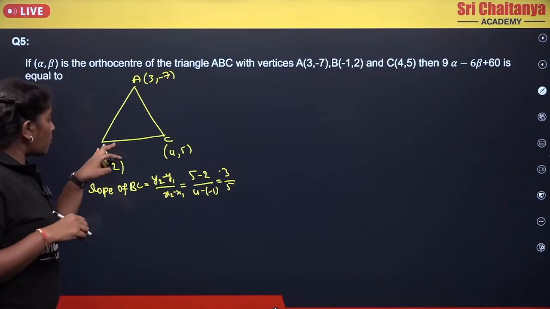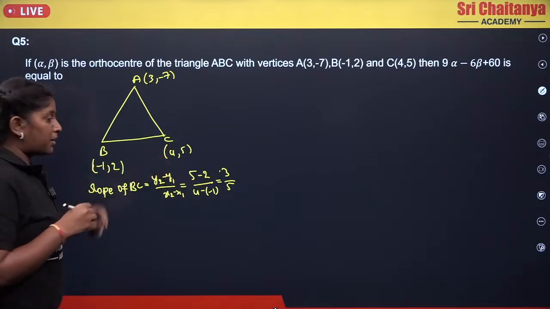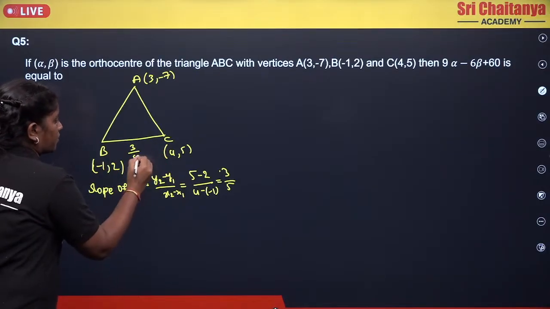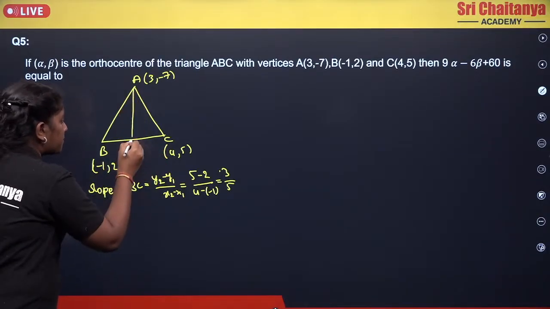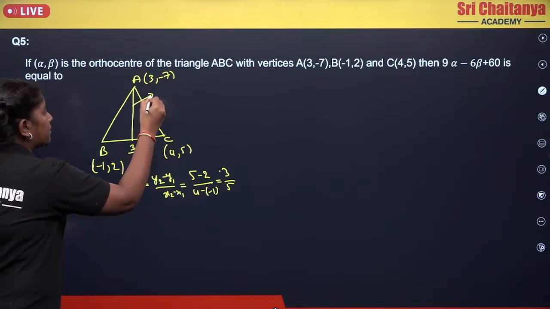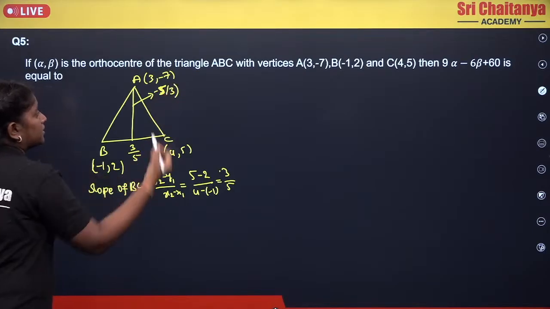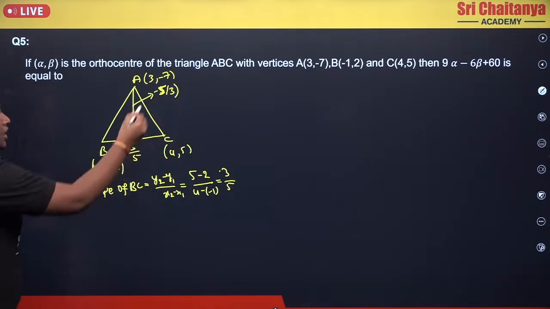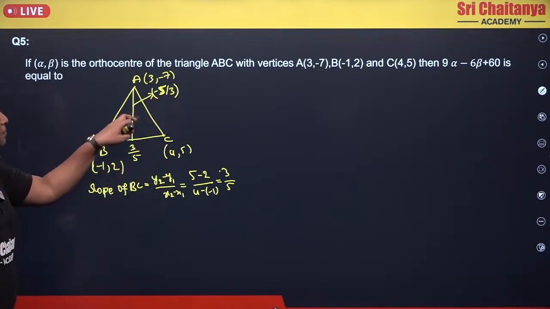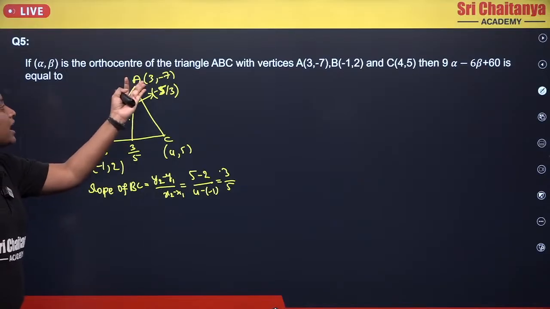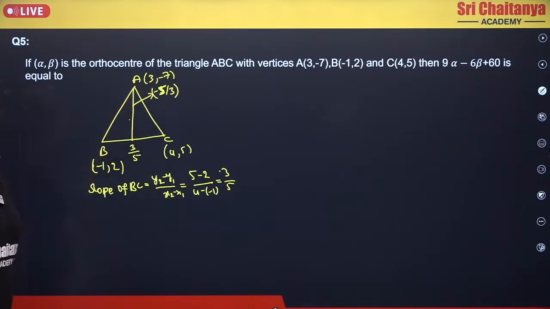Now the slope of this line is 3 by 5. Okay. Now what will the slope of the perpendicular become? So slope of the perpendicular will become minus 5 by 3. Clear? So minus 5 by 3. Understood? Now we got the slope of one of the perpendiculars and we are having a point that lies on that perpendicular. Now moving to the next.